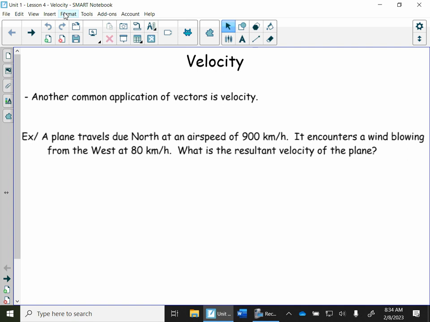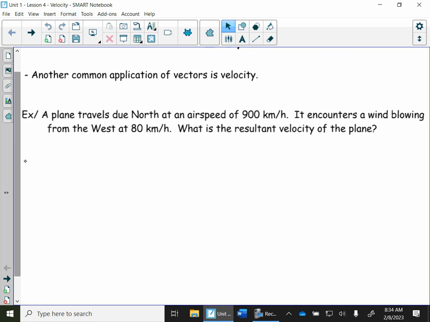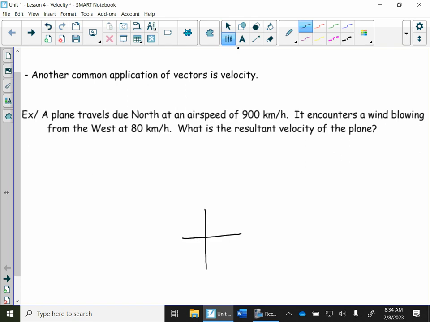A plane travels due north at an airspeed of 900 kilometers an hour. As soon as I see that there is a direction, I'm going to give myself a compass. Due north means straight north. So on my compass, my plane is trying to fly 900 kilometers an hour due north. It encounters a wind blowing from the west. West would be from the left, and if it's blowing from that direction, it's actually going towards the east. And that's going 80 kilometers an hour. What is the resultant velocity of the plane?